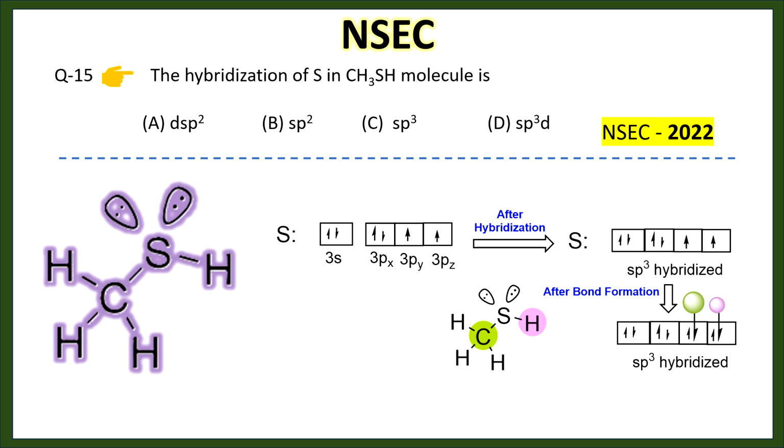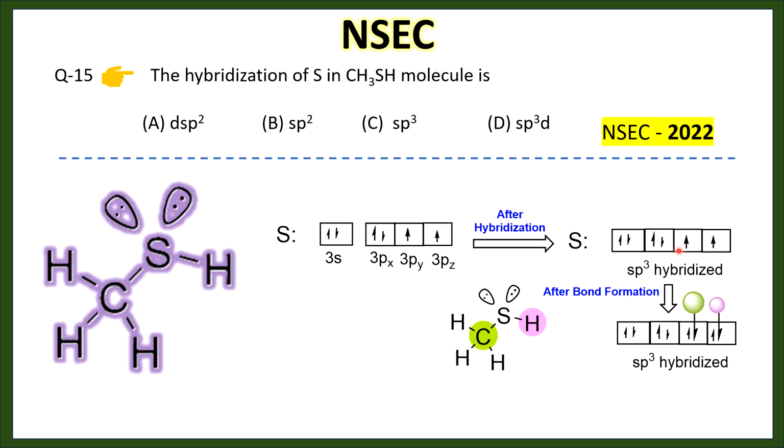Now another question: the hybridization of sulfur in the CH3SH molecule, methanethiol. Options are given, we need to find out the hybridization. We could see here, as sulfur is attached with all single bonds, it is sp3 hybridized. For more details, we can see the electronic configuration of sulfur, and after hybridization it looks like this, sp3 hybridization after mixing.